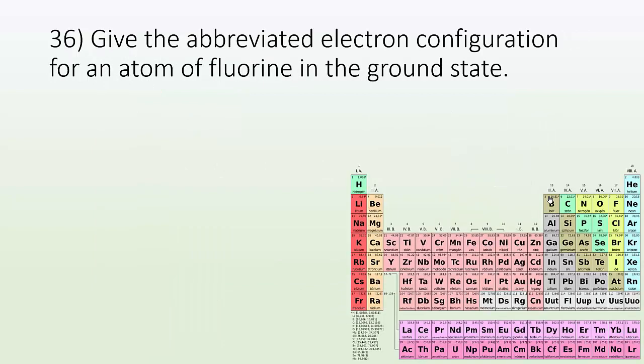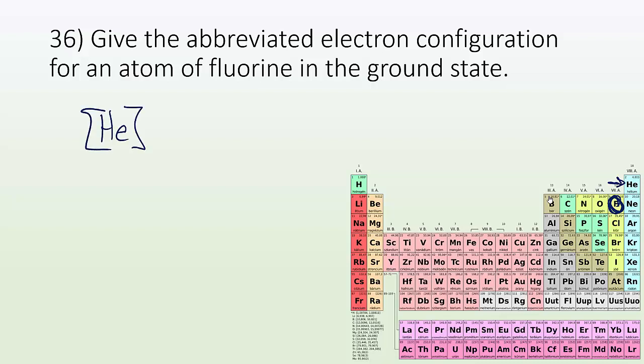36, last one for the section. Give the abbreviated electron configuration for an atom of fluorine in the ground state. So I'm talking about fluorine in the ground state. And the way you do this is you go, all right, find the element that you're interested in, find the previous noble gas, so you know that that's going to be your abbreviation.